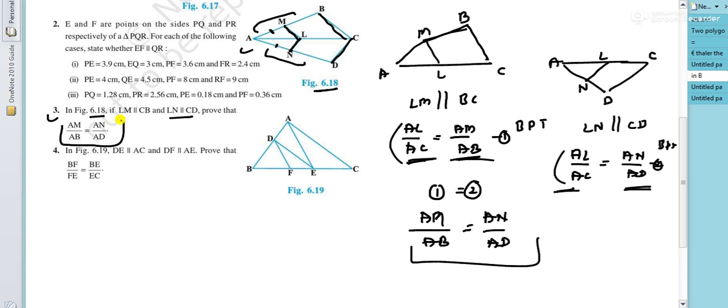That's what they have asked. It's very simple. You just have to make it into two parts and write it. Now moving to question number 4. I hope you are understanding it.